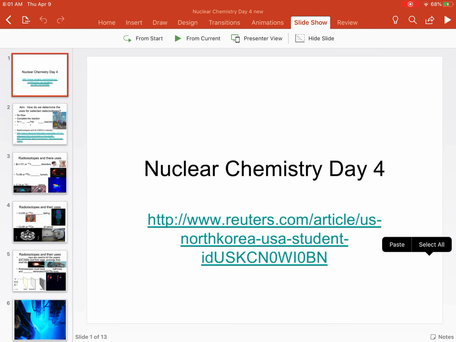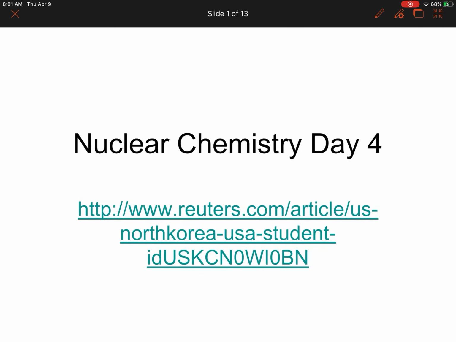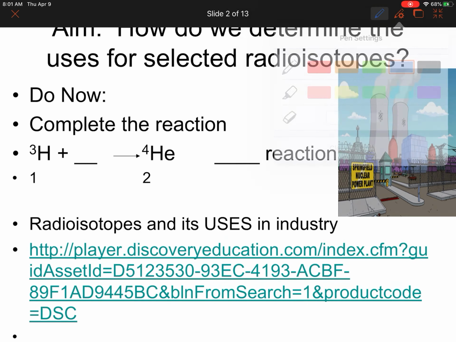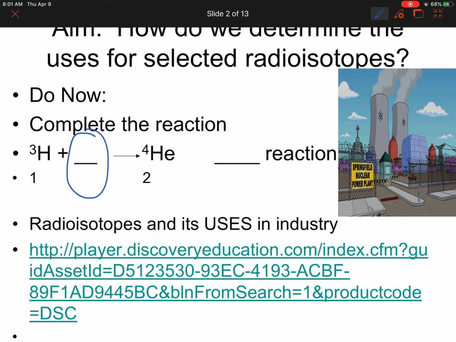Nuclear chemistry, day 4. How do we determine the uses for selected radioisotopes? Over here is the do now question. I'd like you to complete it. Look at the missing element, which is right here.